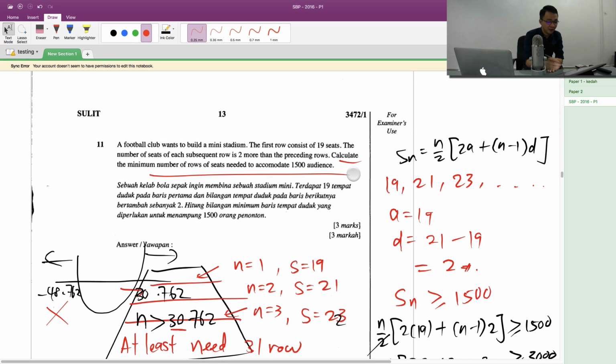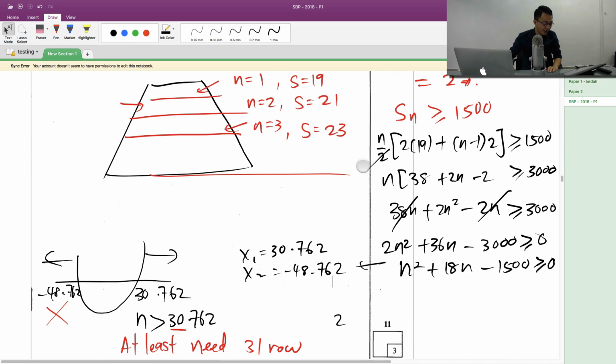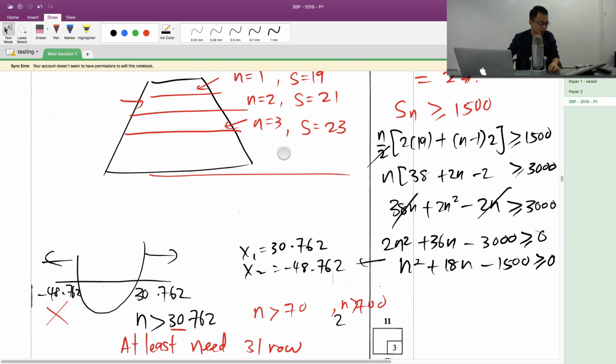Minimum number, because when it has to be bigger than 30.762, you can write any number which is bigger. 70 is bigger. Or you can write n is bigger than 700, is still bigger. So the question always needs to say this one is the minimum value, right? So it says minimum value, meaning you take the closest one, right?